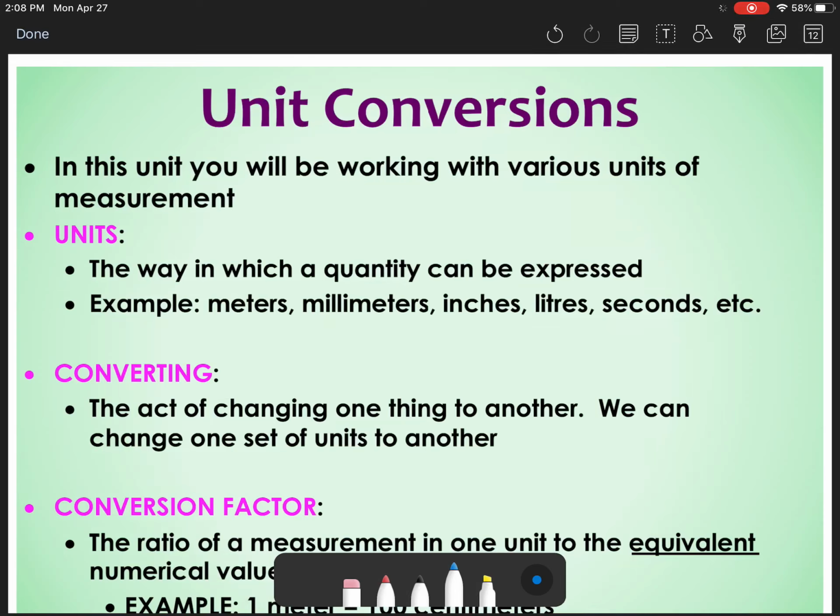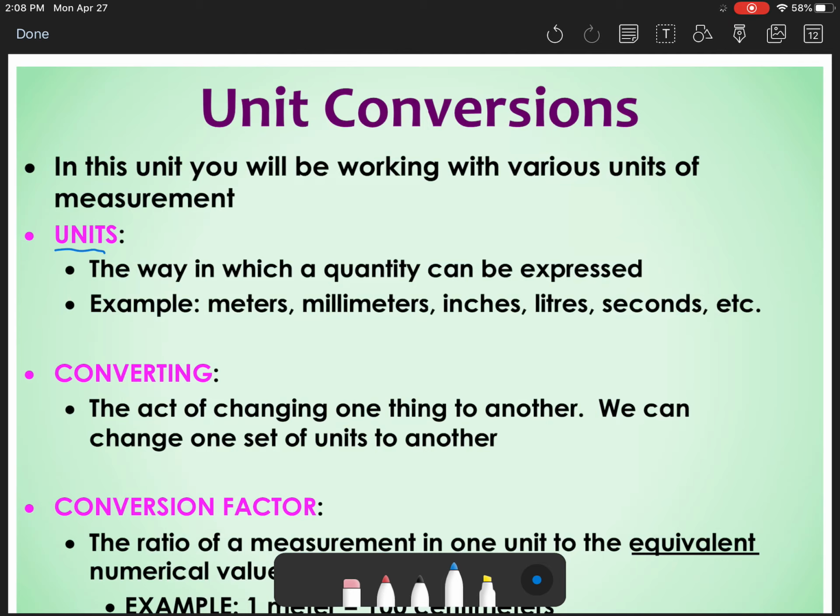In this lesson, we're going to be talking about converting units. So this is continuing on with your physics notes. Throughout the physics unit, we're going to be working with a lot of different units of measurement. This could be meters, this could be kilometers, we could be talking about hours, distance, etc.